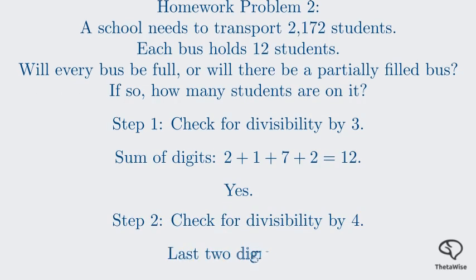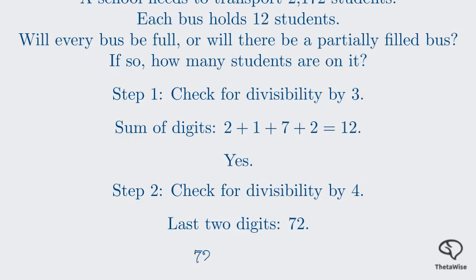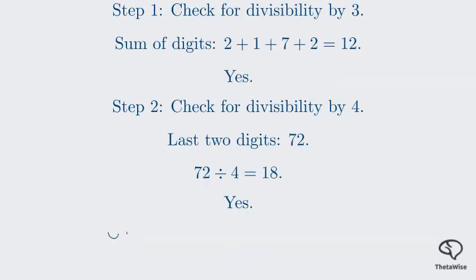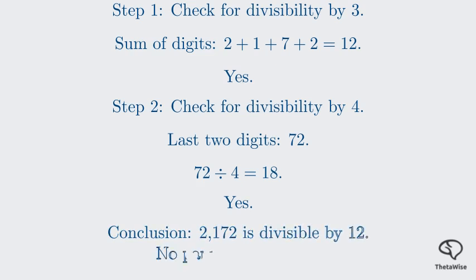The last 2 digits form the number 72. Is 72 divisible by 4? Yes, 72 divided by 4 is 18. So yes, it's divisible by 4. Since 172 is divisible by both 3 and 4, it is divisible by 12. This means every bus will be full, and there will be no partially filled bus. The first part of the question is answered.